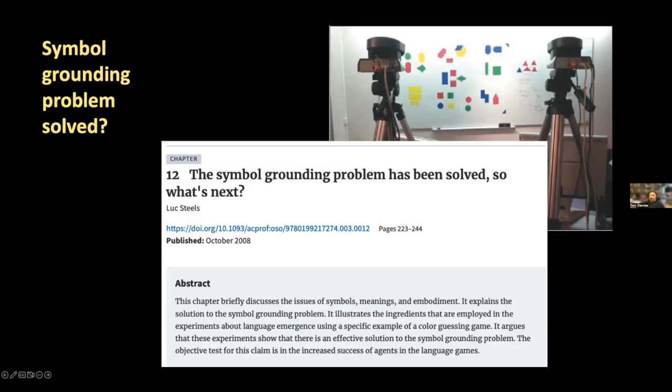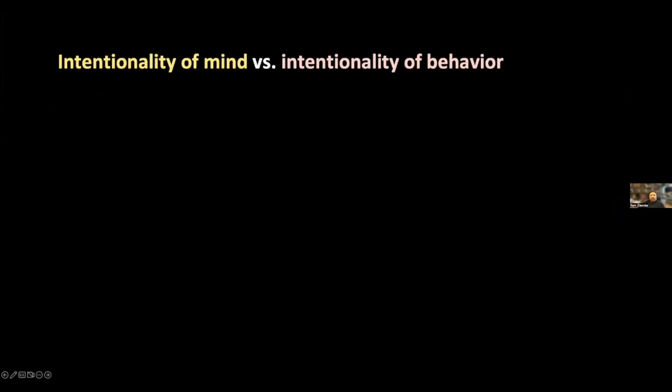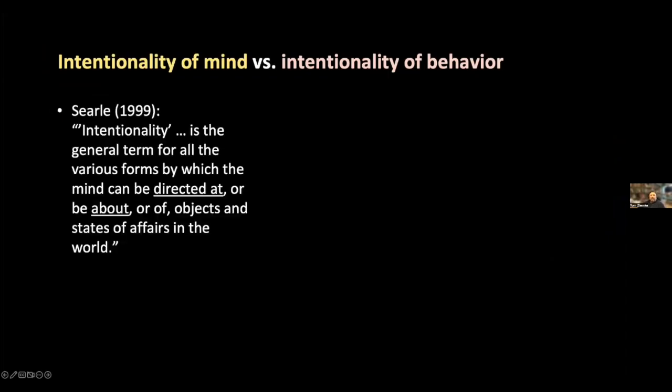So you might think that the old problem of AI systems lacking intentionality might simply be solved. If we have a quick look at what intentionality is, because that's a very complex concept that philosophers have been discussing for at least 200 years, there are at least two different senses of the term. On the one hand, there's the sense that's mostly discussed in philosophy of mind. Here's a quote from John Searle saying that intentionality is the general term for the various forms by which mind can be directed at or be about objects in the world, and so on. So that's the notion of intentionality that people were talking about when they were discussing the Chinese room, the symbol grounding problem, and so on.